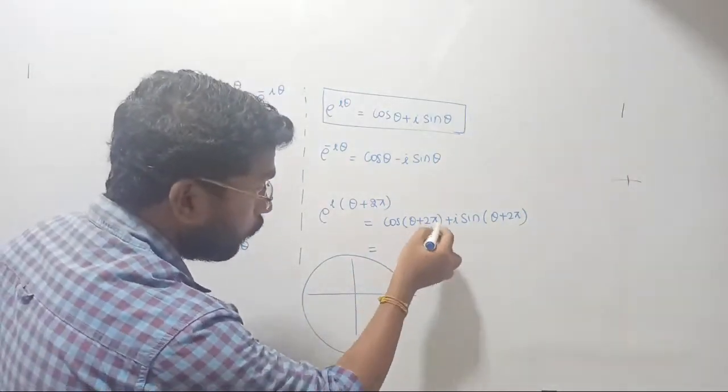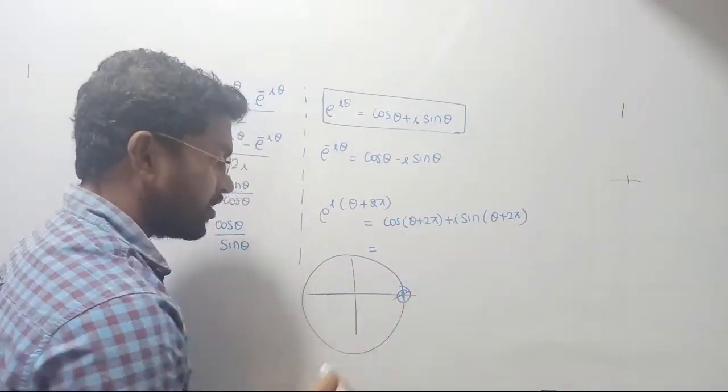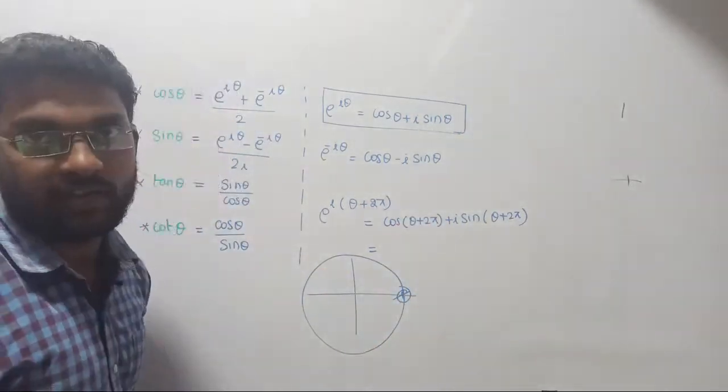If I make a rotation of 2 pi, that is 360 degrees, either it might be clockwise or counterclockwise, it does not matter.